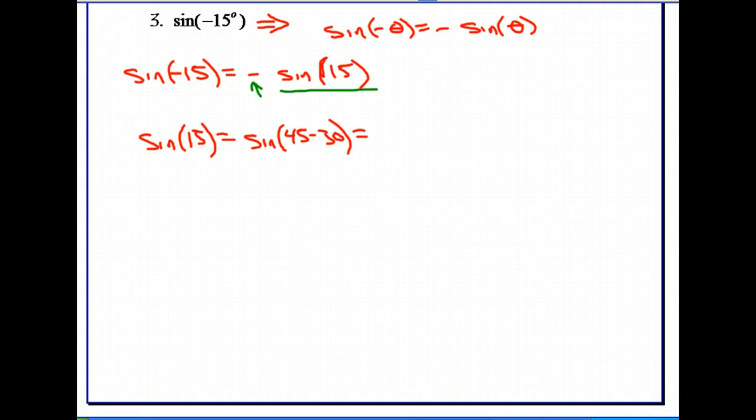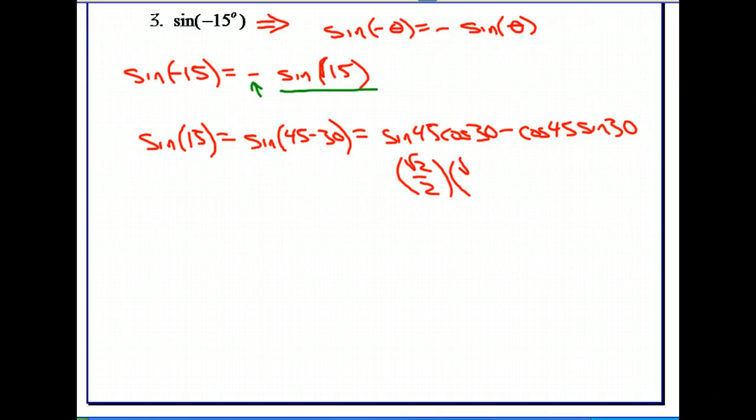I use my identity. It goes sine, cosine, minus... oops, hopefully you caught that mistake. That was cosine of 30, minus cosine, sine. Work through that. Sine of 45 is square root of 2 over 2.